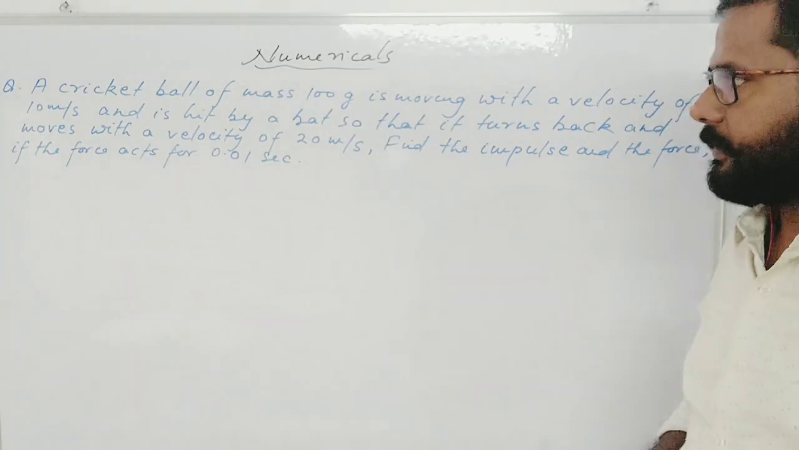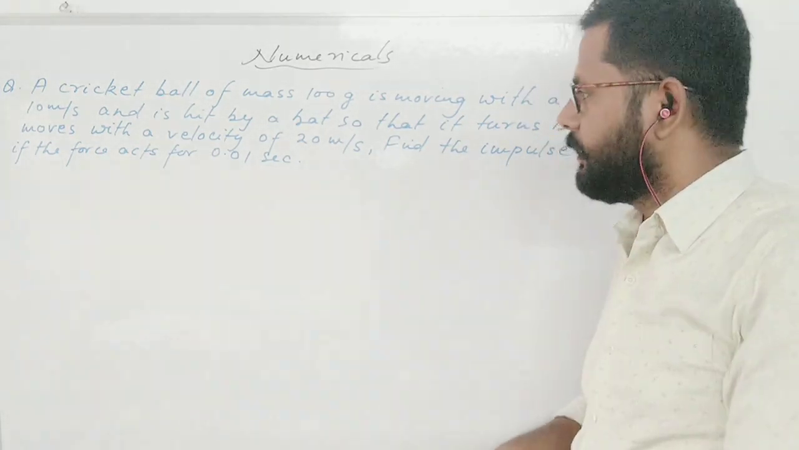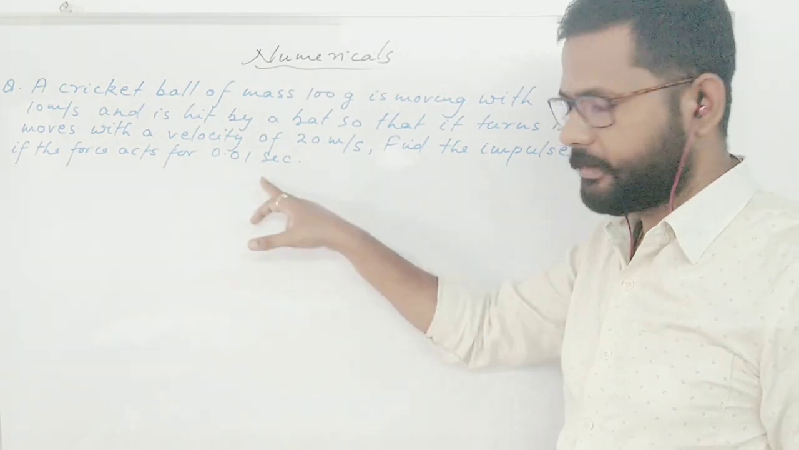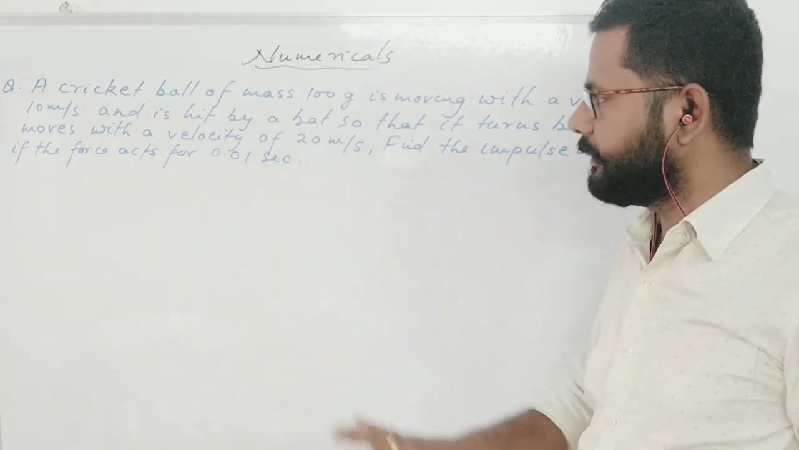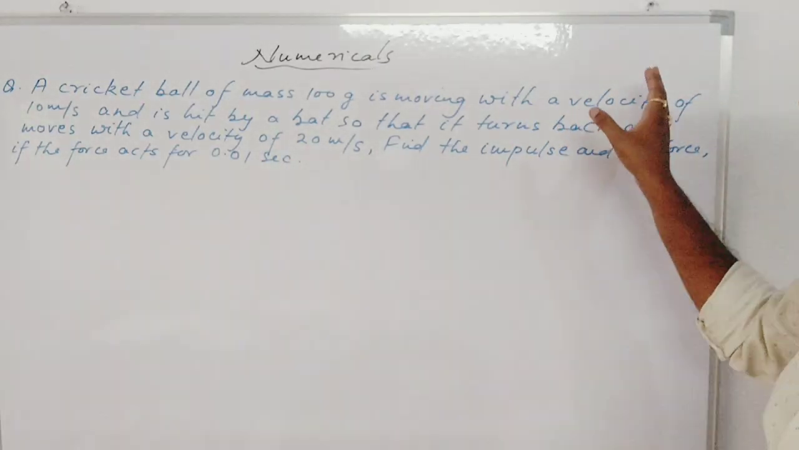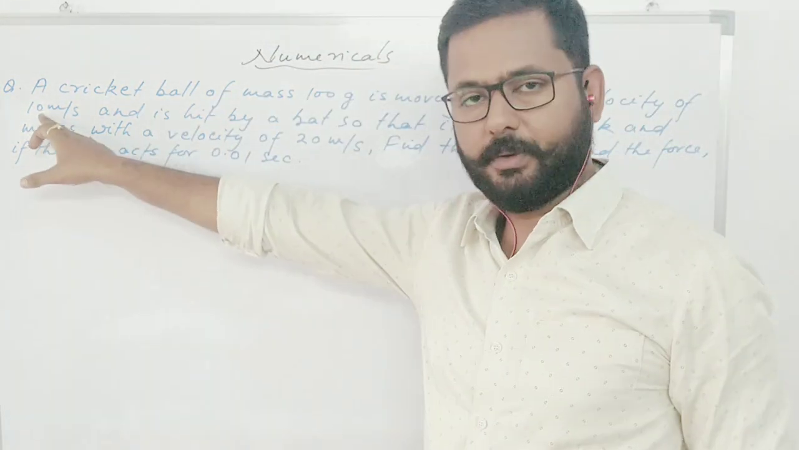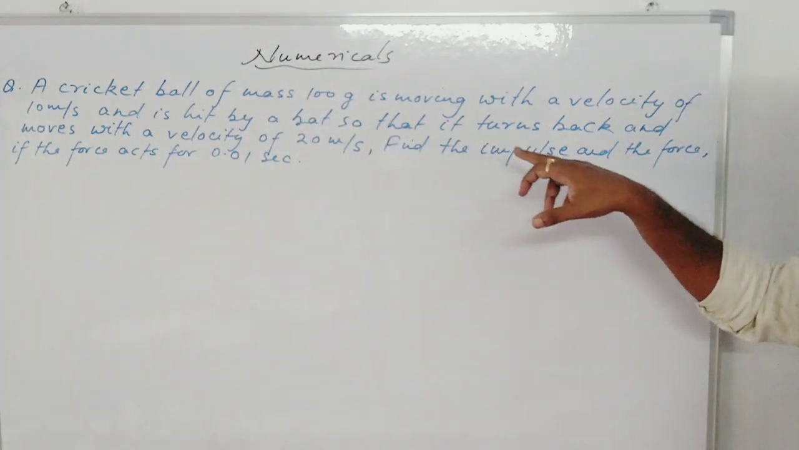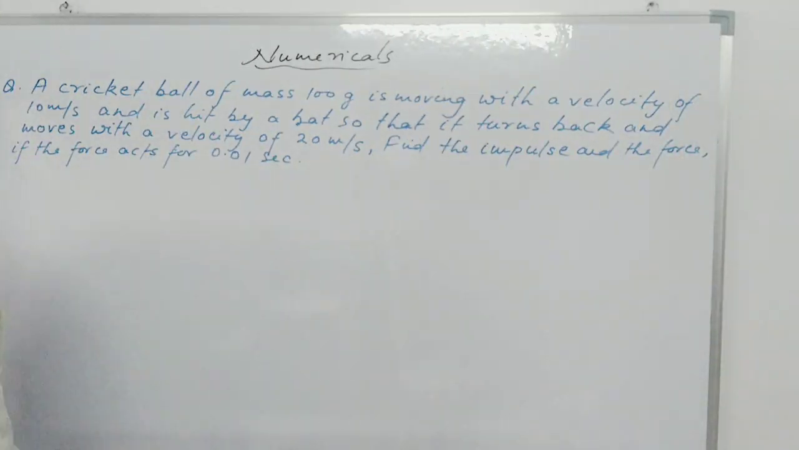Basically, in this question, it is saying that a cricketer hits the ball, and the ball is in contact with the bat for a time of 0.01 second. When it comes and hits the bat, its velocity is 10 meter per second. After hitting, the velocity is 20 meter per second. Okay, so let's do this question.